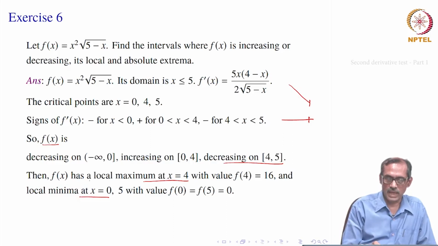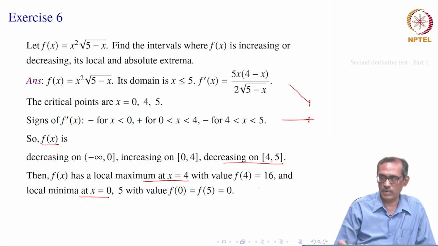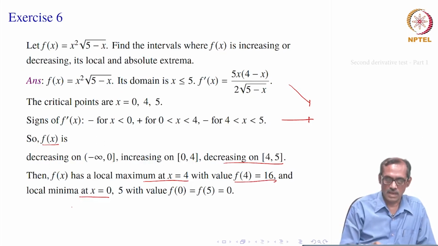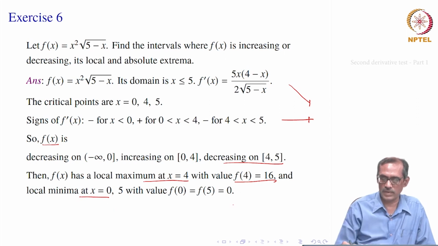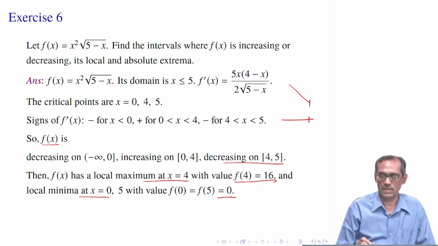So, that is why you say f(x) has a local maximum at x equal to 4, and you can evaluate, which gives 16, and local minima at x equal to 0 and 5, where the value happens to be the same here, which is 0. Is that fine? So, we stop here.